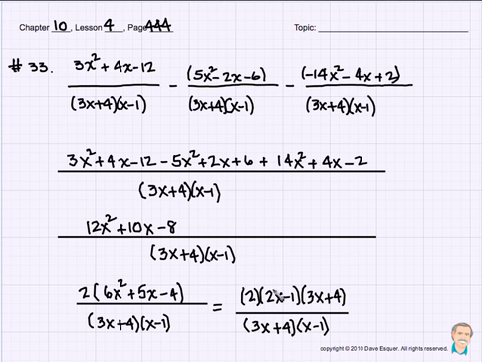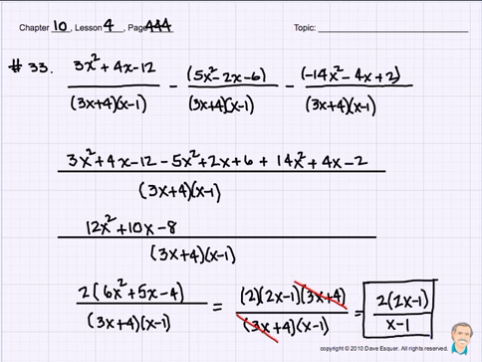So we can finally get this almost simplified by canceling out like terms. We have a 3x plus 4 and a 3x plus 4. So when we cancel those out, our numerator ends up being 2 times the quantity of 2x minus 1. And our denominator ends up being x minus 1. So our solution is simplified to that shown in the box.